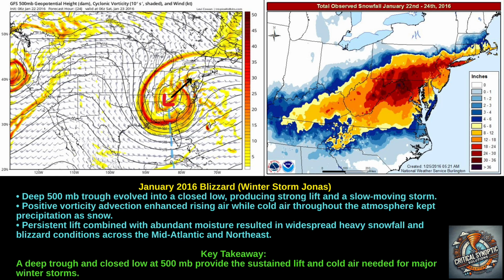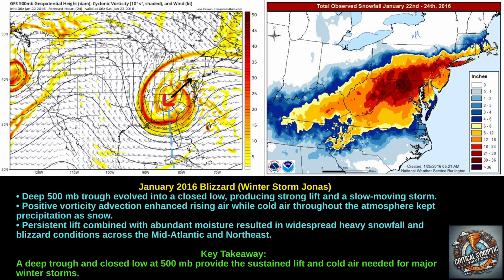Let's finish with one more type of weather, a major winter storm. Even though snowstorms are very different from tornadoes or hurricanes, the atmosphere still follows many of the same rules. On this map, you can see a strong trough moving across the western United States. As it moves east, it helps strengthen a surface low while pulling cold air into the system.